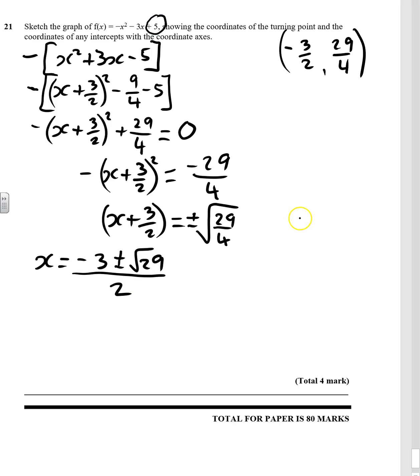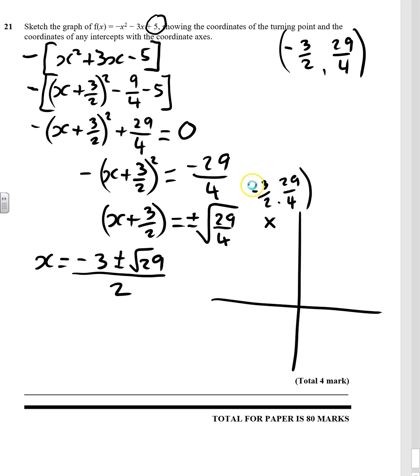So I've now got where it crosses the x-axis, and I know the point where it's going to cross the y-axis. So, set of coordinates: it's a negative x squared, so it is going to be that shape. This point here is -3 over 2, so -1.5, and 29 over 4, which is 7.25. It's going to cross at +5. Then it is going to be a point here and a point here.